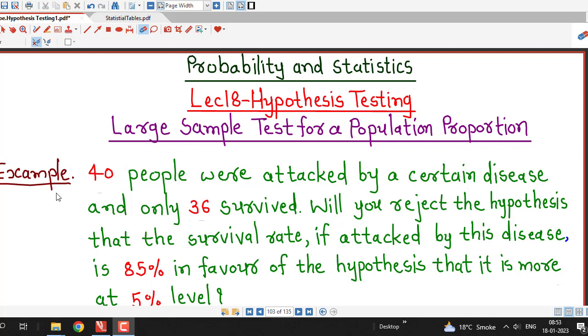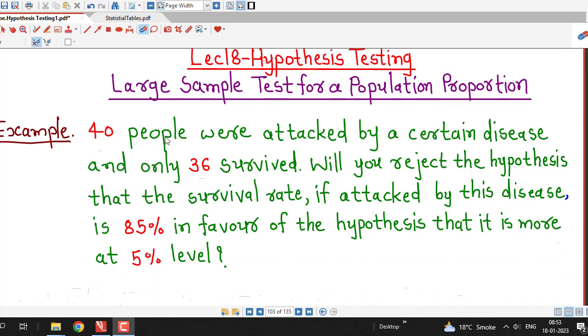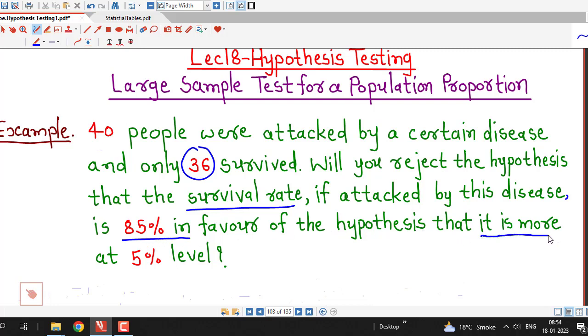In this lecture, we are going to discuss one more example on large sample test for a population proportion. So let's see what information is given in this example. 40 people were attacked by a certain disease and only 36 survived. Will you reject the hypothesis that the survival rate if attacked by this disease is 85% in favor of the hypothesis that it is more at 5% level?